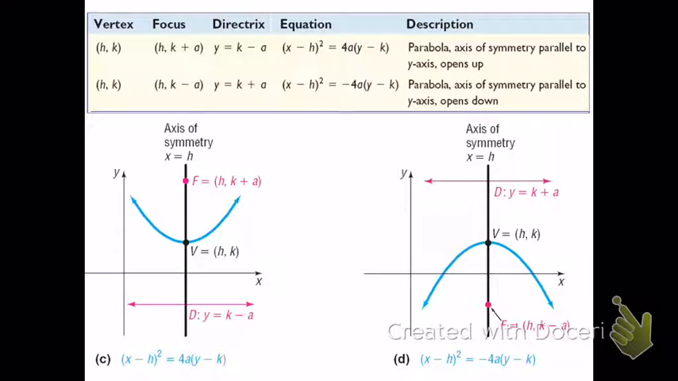Same thing for up-facing and down-facing parabolas, except now it's an x-squared equation as before. We have our vertex h, k. We've got to subtract those from the x and the y in the vertex form of the equation of a parabola.